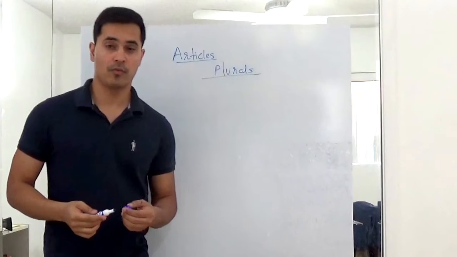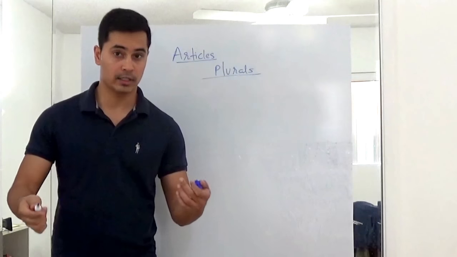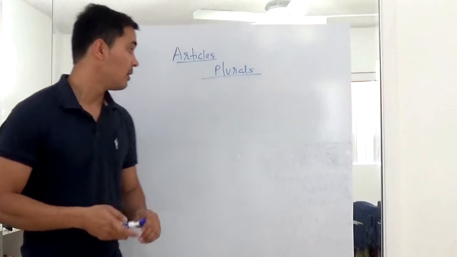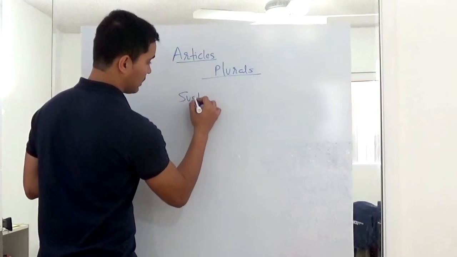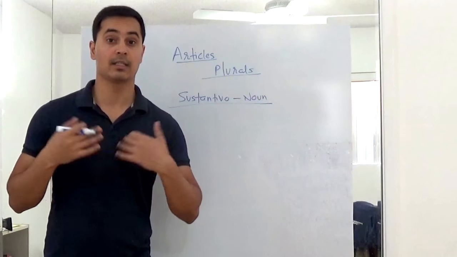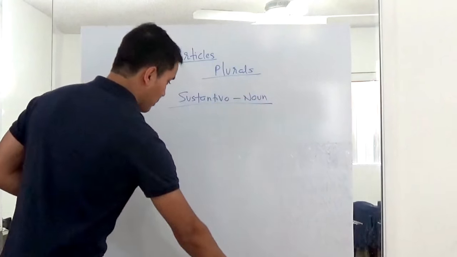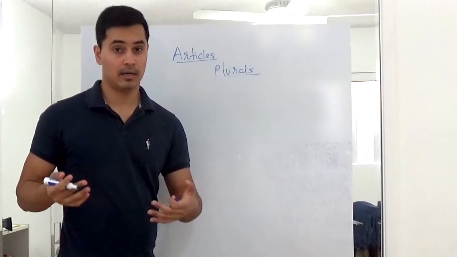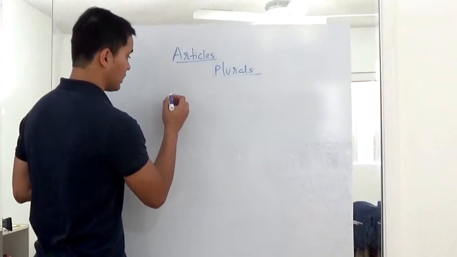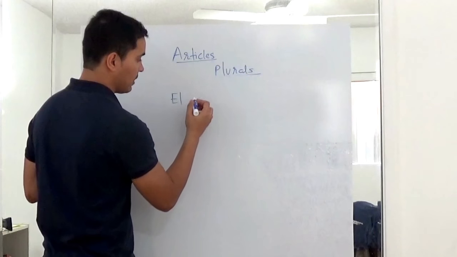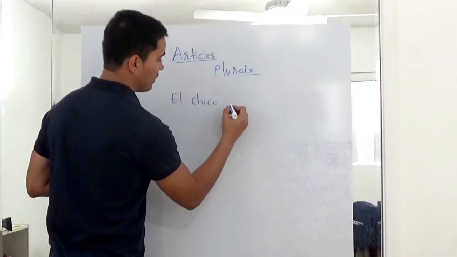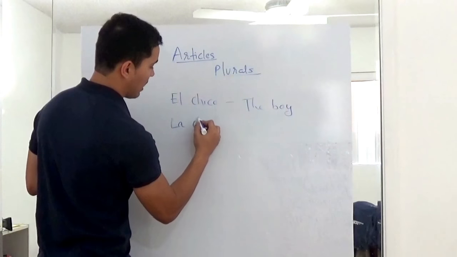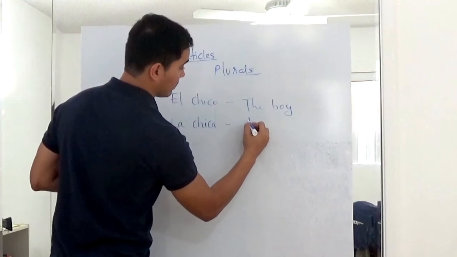So in the last video, we discussed gender in Spanish. Every noun has a gender, femenino or masculino. Noun, by the way, is called sustantivo. Los sustantivos, that is nouns. So by this time, you know that we represent masculine words by using the article el. For example, el chico, which means the boy, and feminine by la chica, which means the girl.